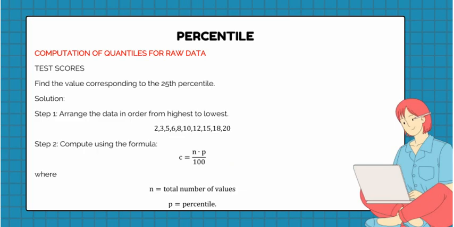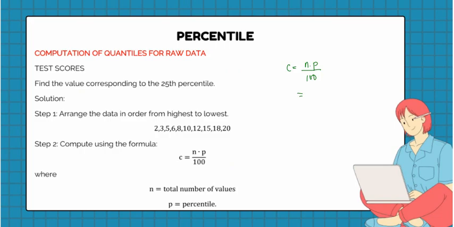But again, you have to do step 1 as well, just like what you did earlier. You have to arrange it in a rank list, or basically arrange it from lowest to highest or highest to lowest before you apply this formula. So if we are going to do an example wherein we have to find the 25th percentile, what you're going to do is just substitute the values here in C is equal to N times P divided by 100.